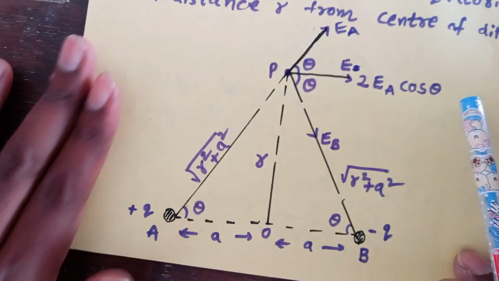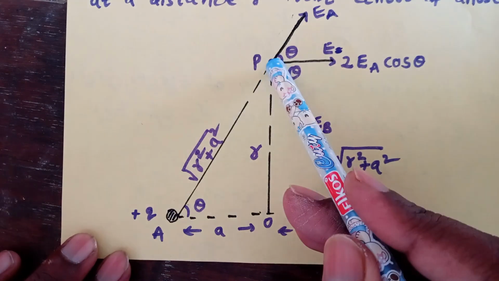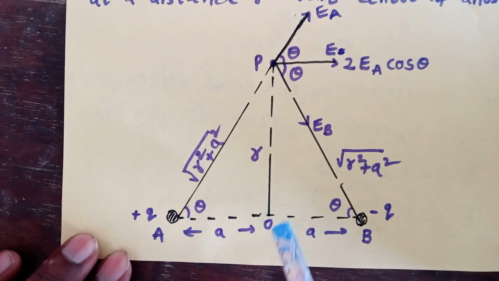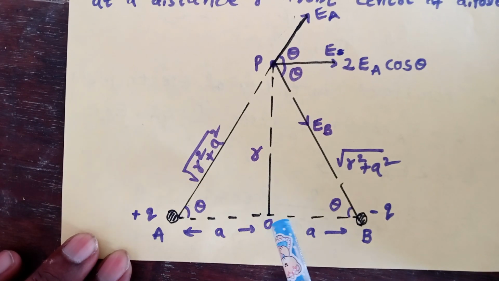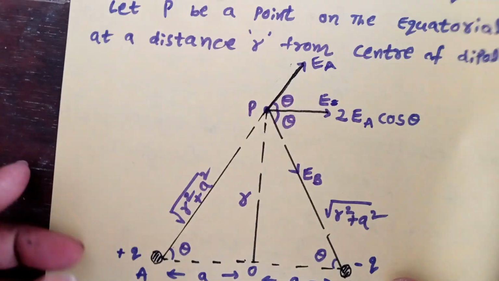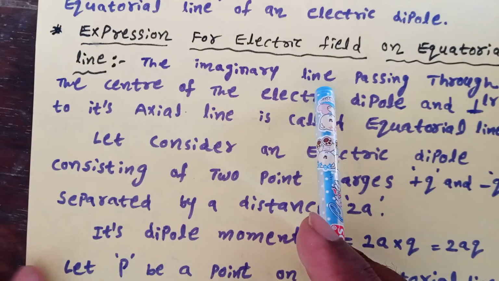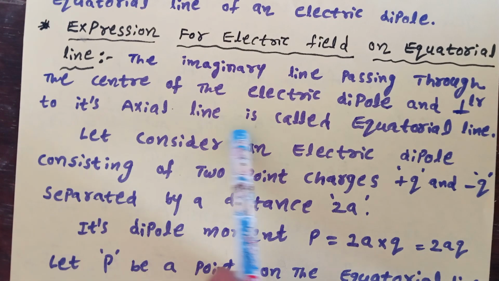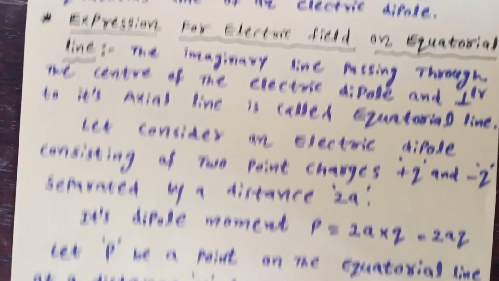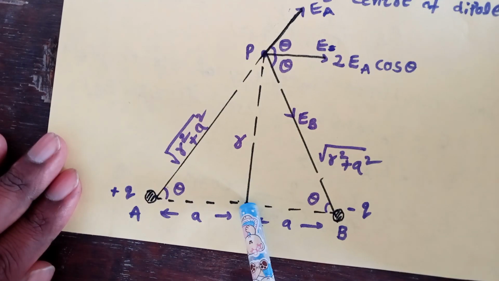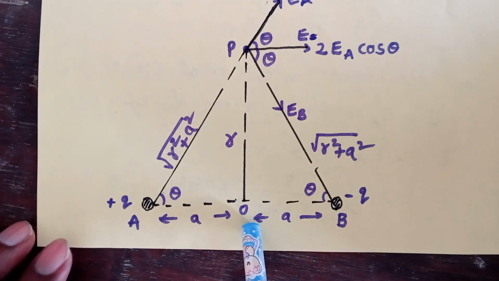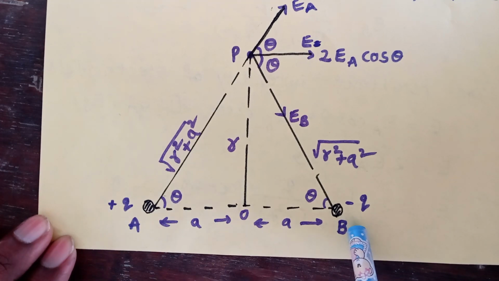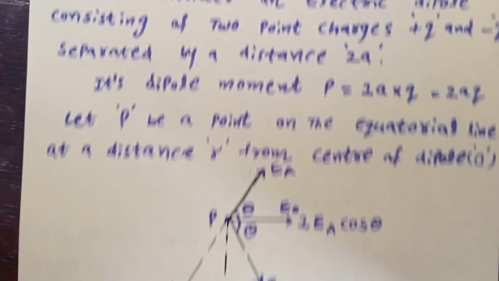Now look at the diagram, beta. This is the equatorial line and this is the axial line. The equatorial line is passing through the electric center of the electric dipole. Now listen. The imaginary line passing through the center of the electric dipole and perpendicular to its axial line is called the equatorial line.